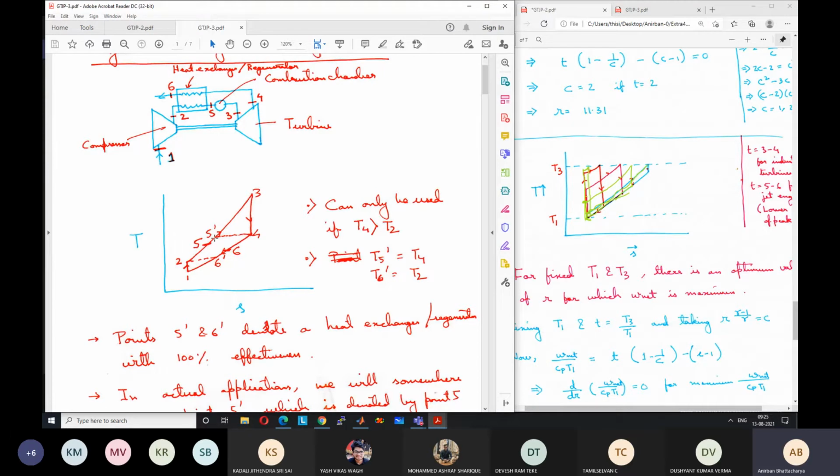But in real life, what will happen? Because the surface area of the heat exchanger is limited, and we have limited time for heat transfer to occur, we will not be able to reach the maximum temperature.